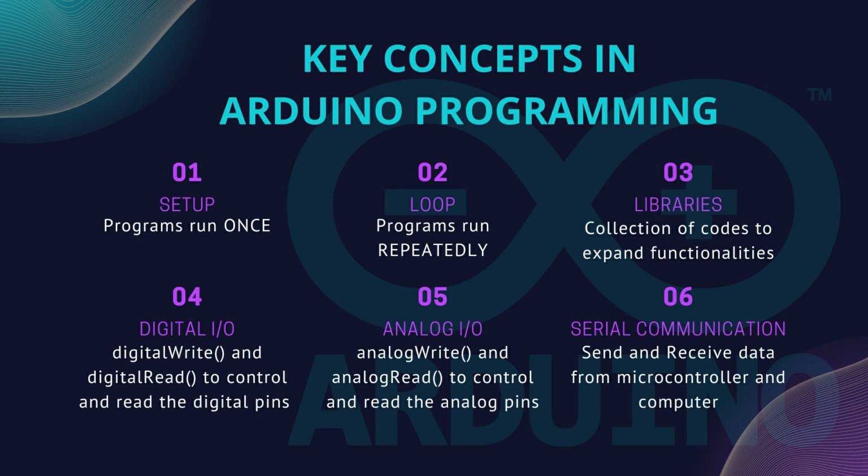Third is the libraries. Libraries are a collection of codes to expand the microcontroller's functionalities. Fourth is digital I/O. The digitalWrite and digitalRead commands are used to control and read the digital pins. It is followed by the analog I/O, where analogWrite and analogRead are used to control and read the analog pins. And last is serial communication, where data is sent and received between the microcontroller and the computer.